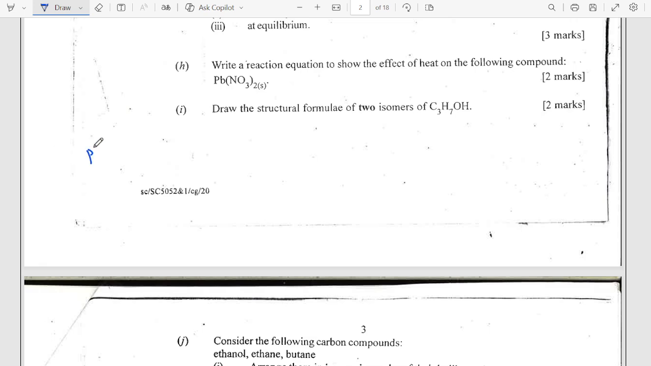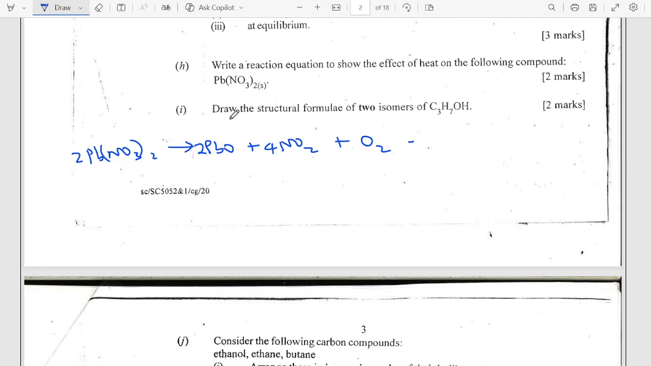Now, write a reaction equation to show the effect of heat on this. I think I did that earlier. This would decompose to give us lead oxide plus nitrogen 4 oxide plus oxygen. And I think to balance it, I need 2 here, I need 4 here, and this equation is balanced.